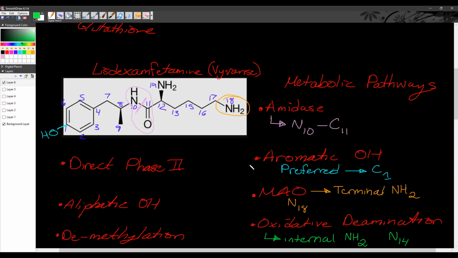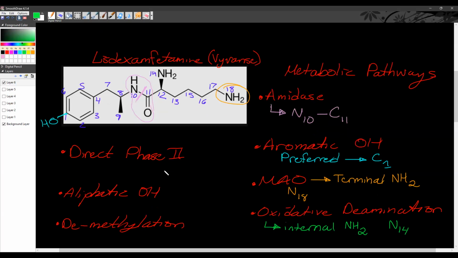Okay, sweet. Direct phase 2. Can Vyvanse go directly to phase 2? Does it have an open OH, NH, or SH bond? Yes, it does. It could go through N14 or N18. Very valid.